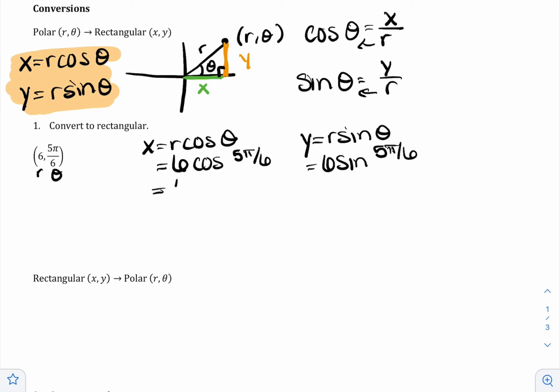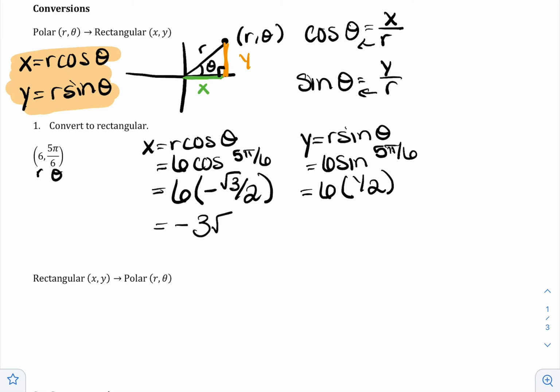So now we evaluate the angles. 5 pi over 6 is in quadrant 2, which makes cosine negative. It has a reference angle of pi over 6, so negative radical 3 over 2. And for sine, similarly, you get a positive 1/2. So when I simplify that, I get negative 3 radical 3, and 3. So in rectangular form, my point is negative 3 radical 3, 3. If I graphed it in polar or in rectangular, if it was to the same scale, the point would be exactly at the same space. It's just that you're writing them in different coordinate systems. So here it is.